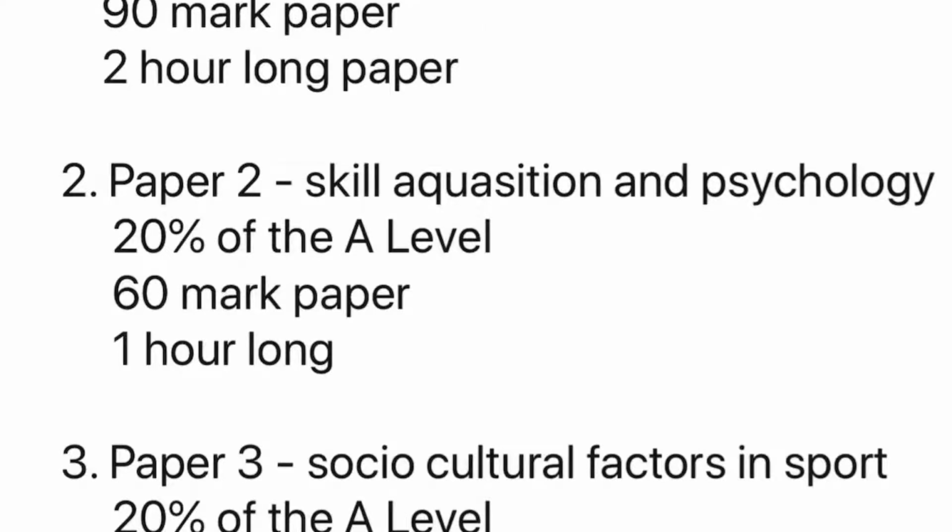Paper 2 is skill acquisition and psychology. So this is a 1-hour paper worth 60 marks and it is also worth 20% of your overall A level. So year 1 of this section of the course is the skill acquisition. And in this we will look at things such as stages of learning, theories of learning, types of practice and methods of practice, and things along those sorts of lines.